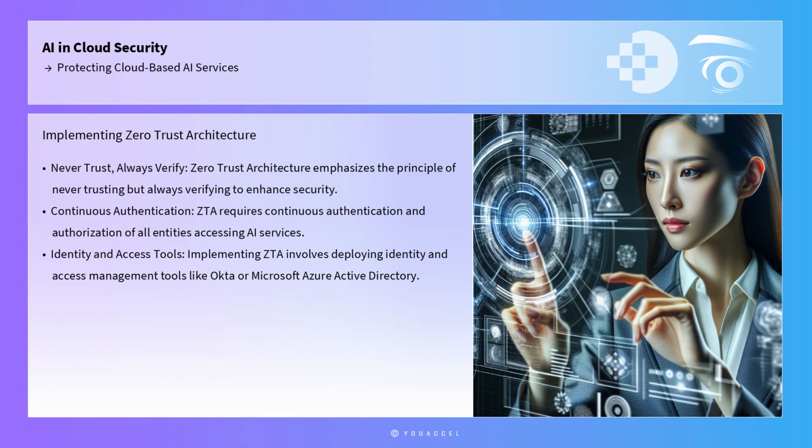To counter these vulnerabilities, organizations must adopt robust security frameworks. One effective approach is the use of the zero-trust architecture, which emphasizes the principle of never trusting but always verifying. ZTA requires continuous authentication and authorization of all entities accessing AI services, ensuring that only legitimate users and devices can interact with sensitive data and models. Implementing ZTA involves deploying identity and access management tools such as Okta or Microsoft Azure Active Directory, which provide secure authentication and authorization mechanisms.